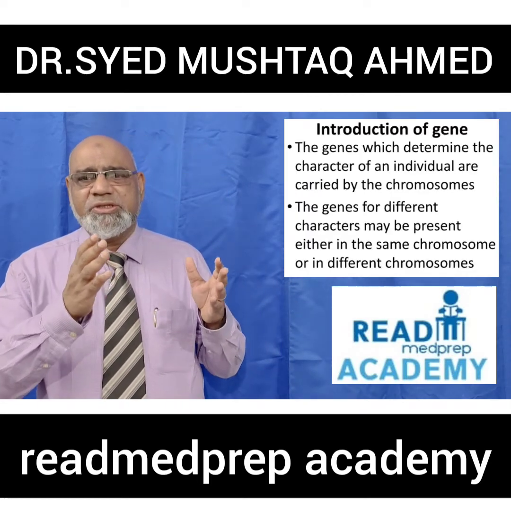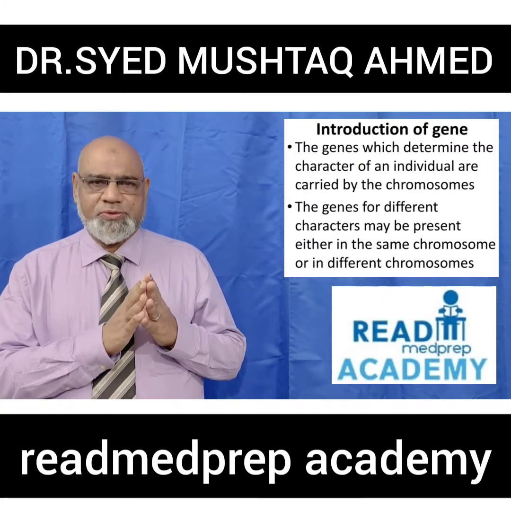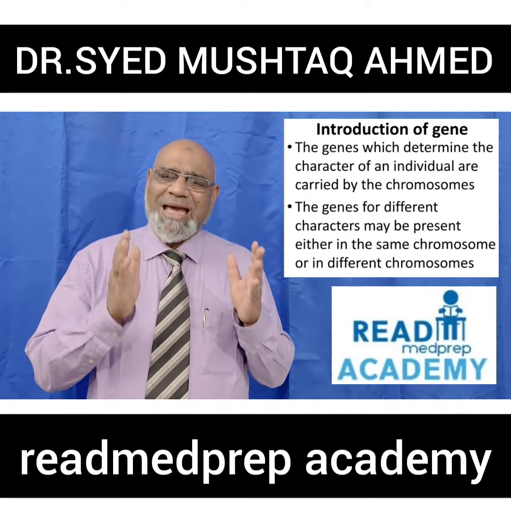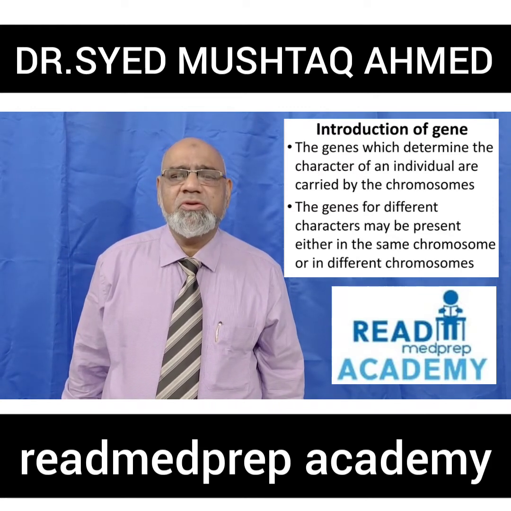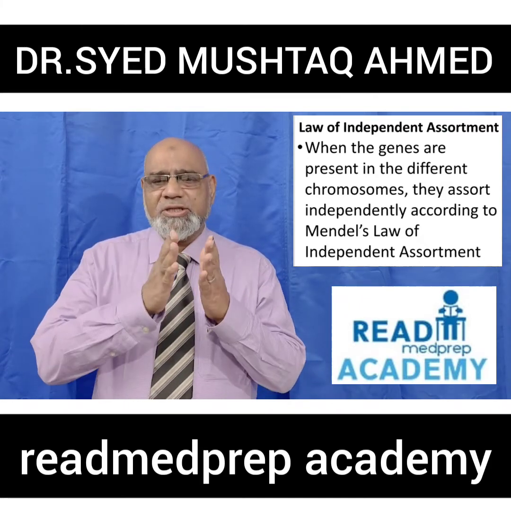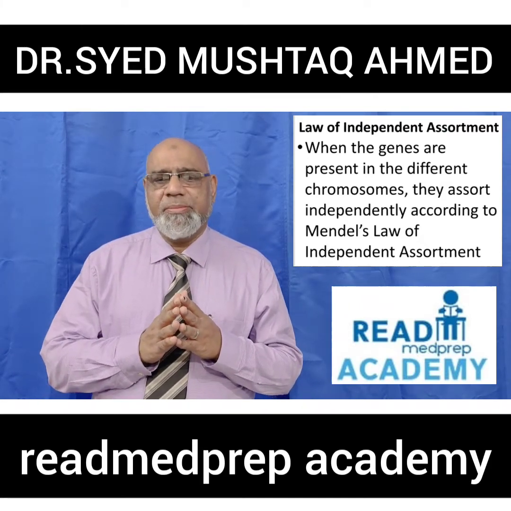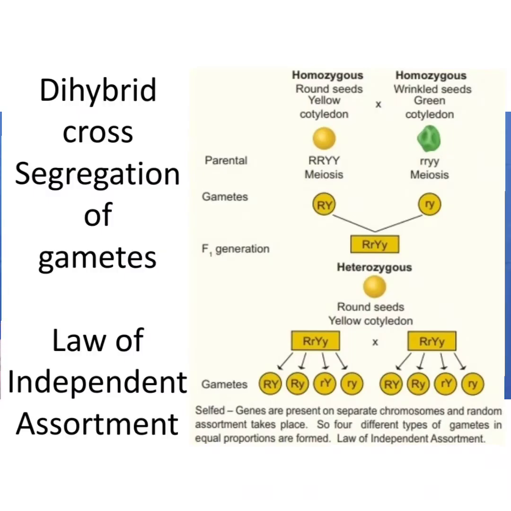The genes which determine the character of an individual are carried by the chromosomes. The genes for different characters may be present in the same chromosome or in a different chromosome. When the genes are present in different chromosomes, they assort independently according to Mendel's law of independent assortment. We have already seen in our previous classes the dihybrid cross segregation of gametes by the law of independent assortment.